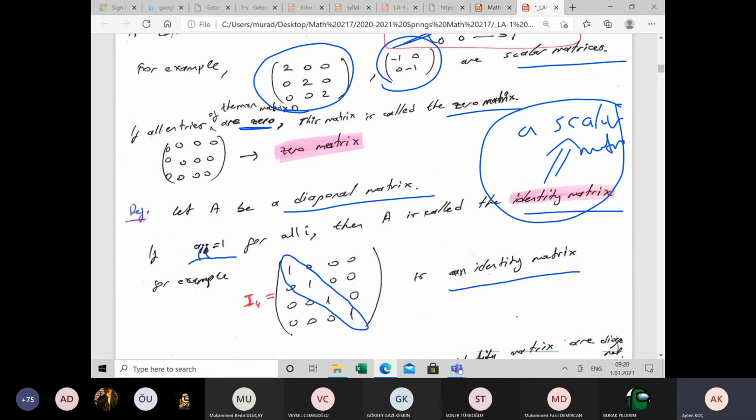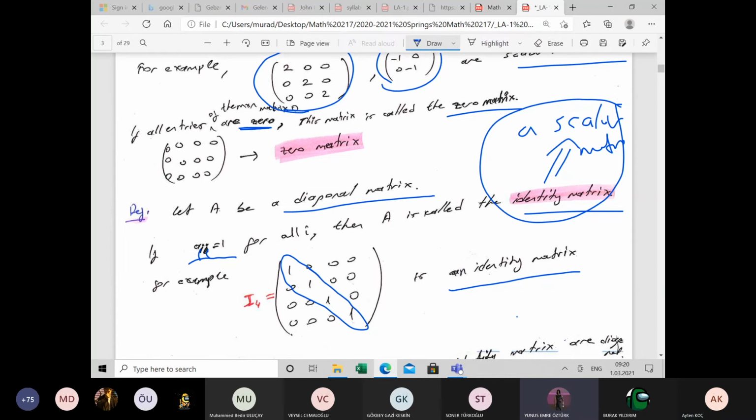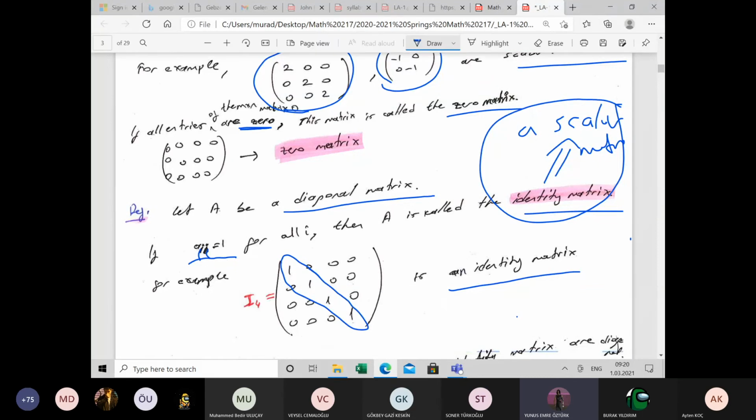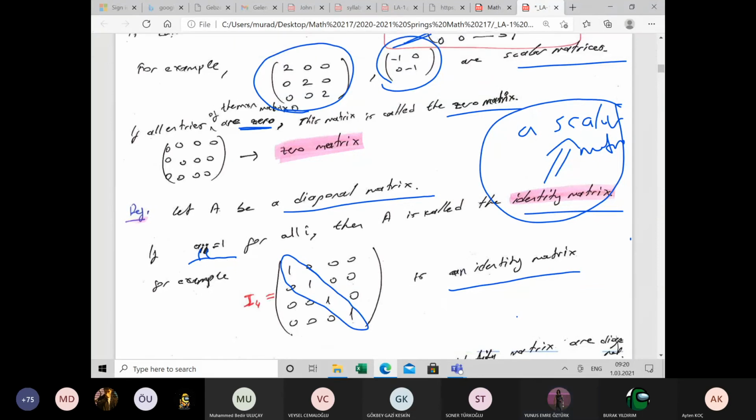No. If your answer is no, what's the reason? Because zero matrices can be not square matrices, so it can't be a scalar matrix for all. Yes, you are right. And this is because, look at this example, this one.